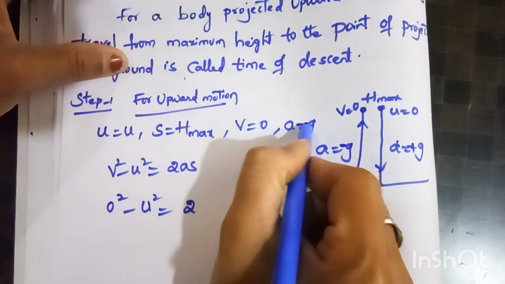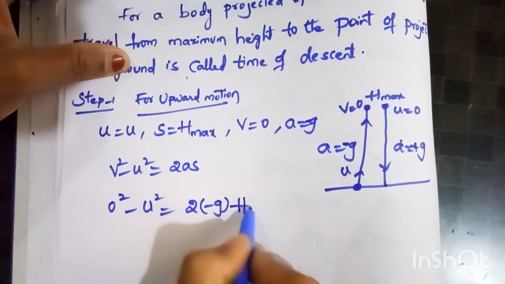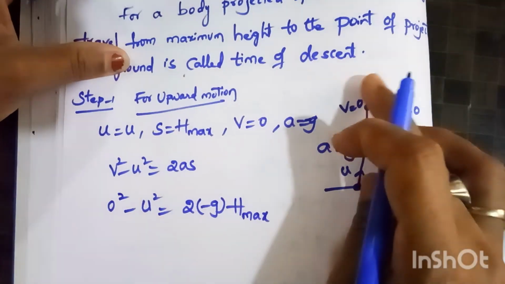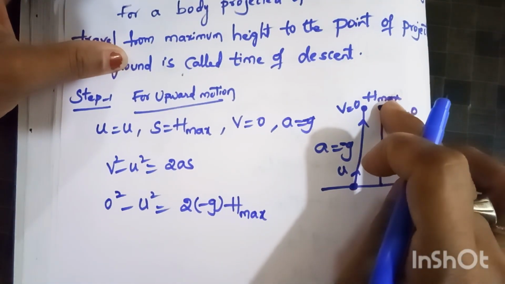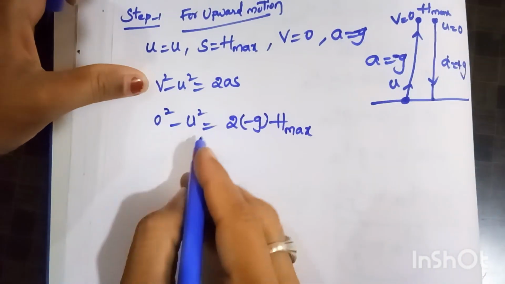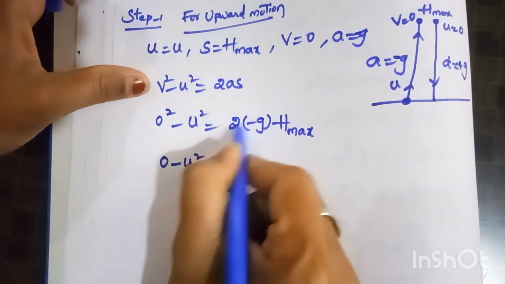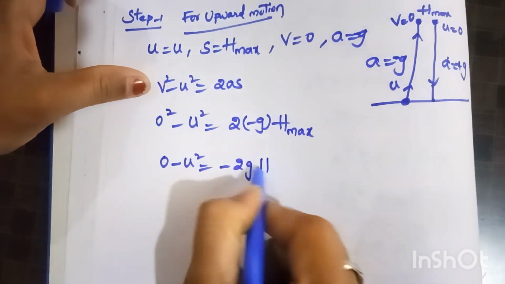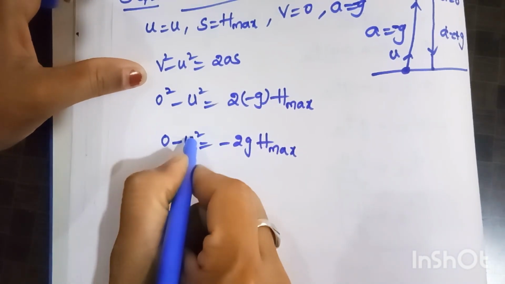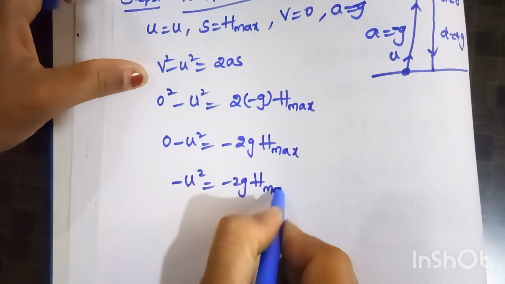So a equals to minus g. s is here h maximum. I am taking h maximum because it reaches the maximum height. At that maximum height, v equals to 0. So 0 square is 0 itself. 0 minus u square equals to minus 2g h maximum. We want h maximum here. 0 minus u square is minus u square equals to minus 2g h maximum.